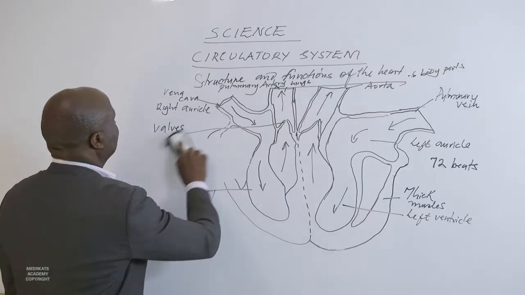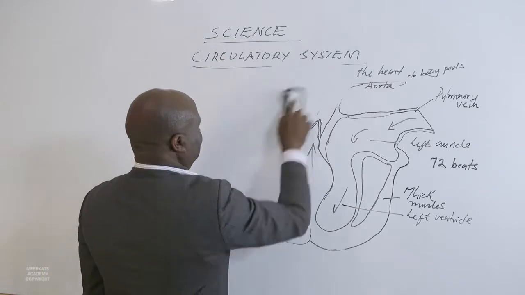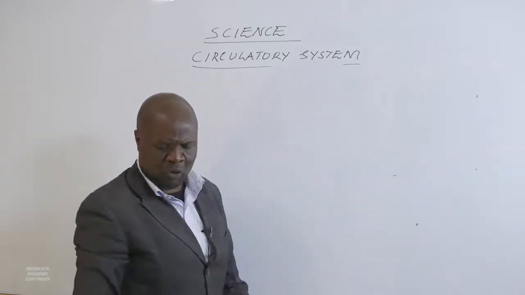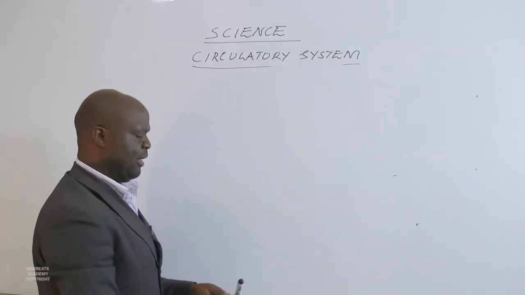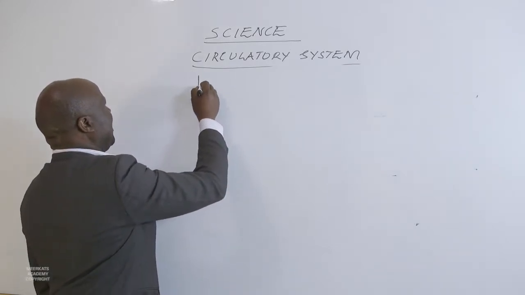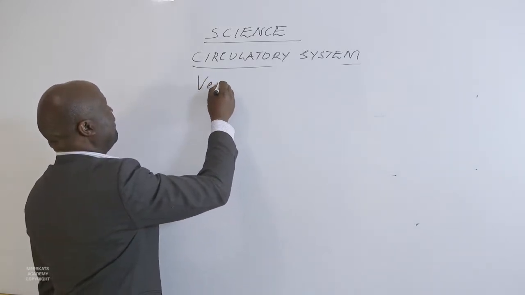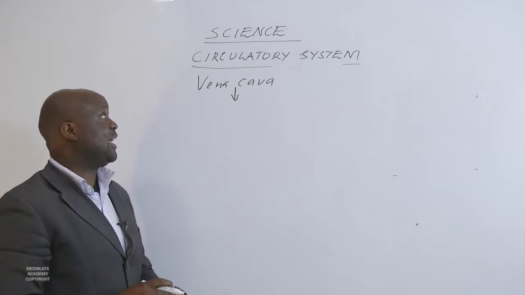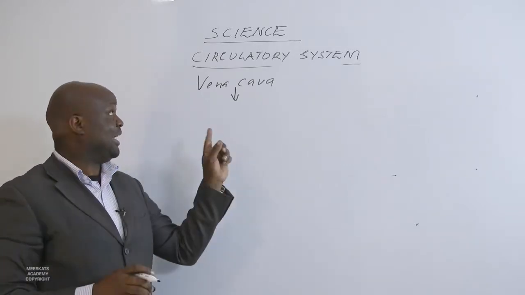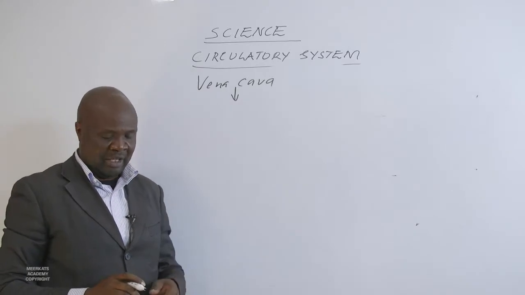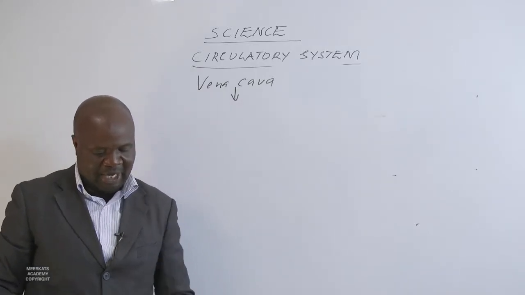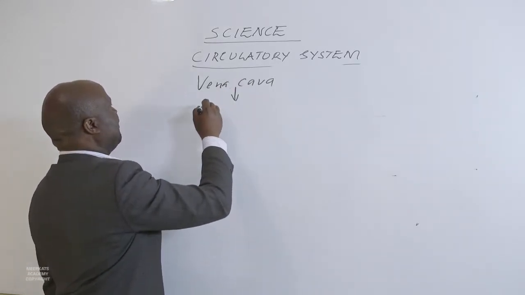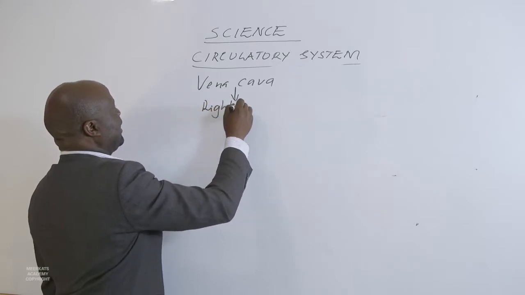We shall have also just a simple diagram to show the flow of blood. We are saying that from the flow of blood, we have this major vein. The major vein we are calling the vena cava. And right from vena cava, that is how the blood enters the heart. It enters the heart through vena cava. Then from the vena cava, the blood is able to enter now the right auricle. So from vena cava, when you go to the heart, we reach the right auricle.